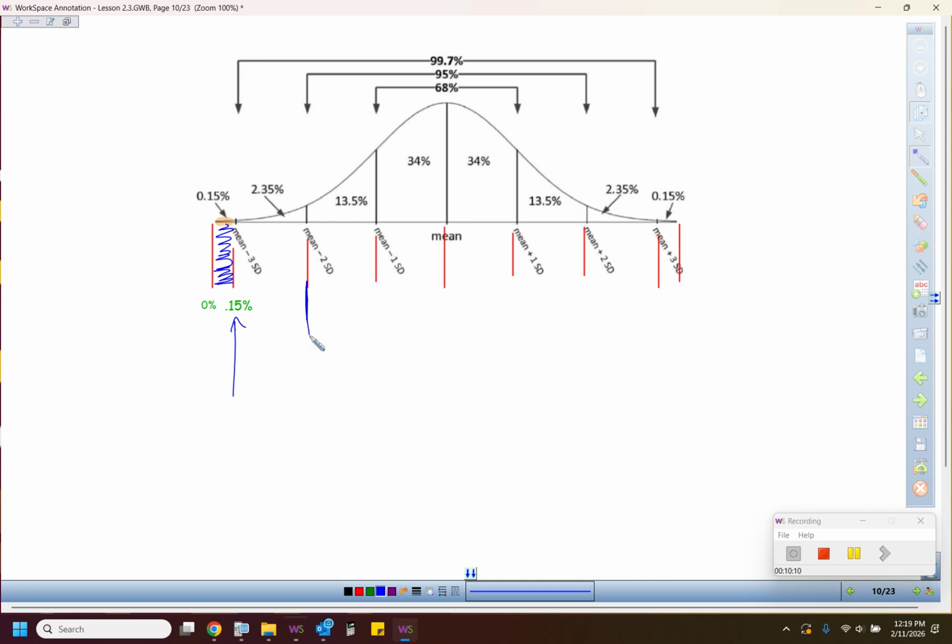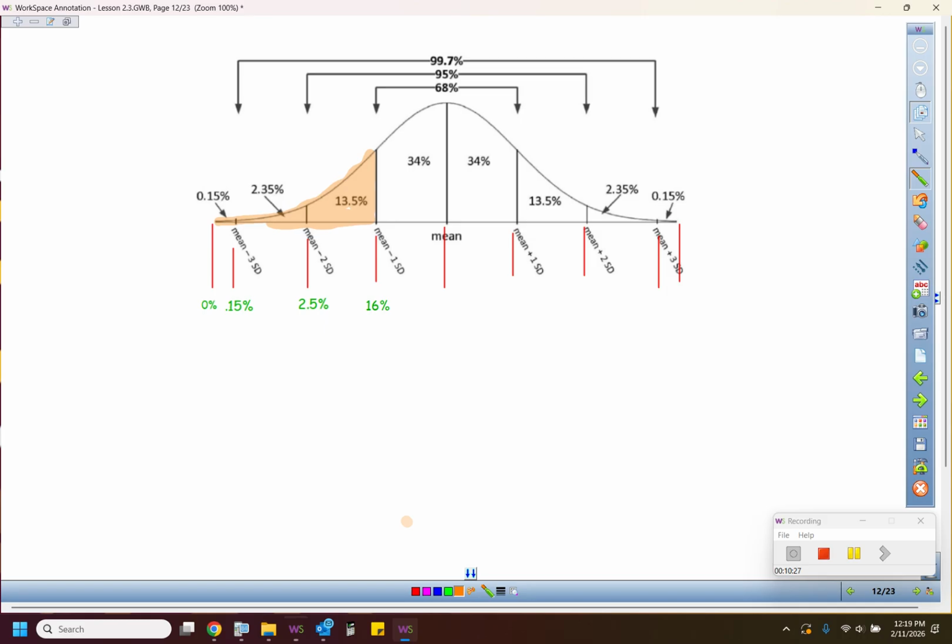Then, if you're right here, just trust me on these numbers, you will have 2.5%. That is this and this added together. There's 2.5% of the people who will be below 2 standard deviations of the mean. Then if you're under 1, that's 16% of your data is all to the left of that.